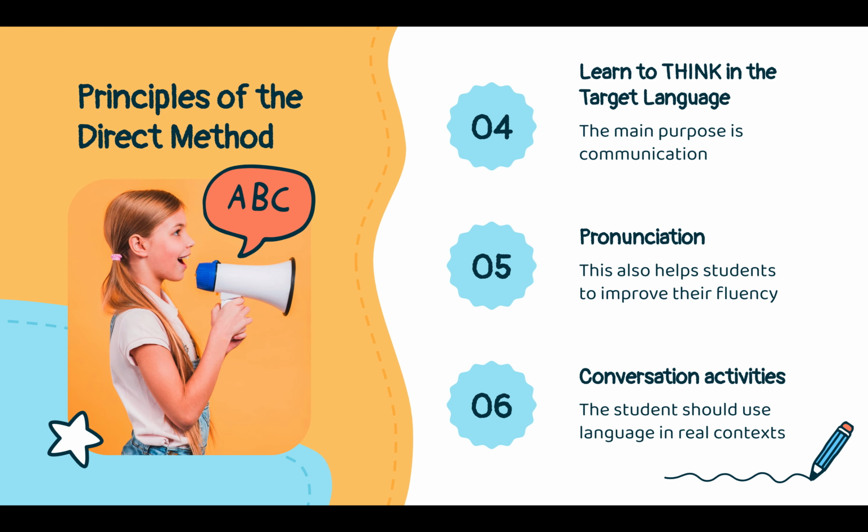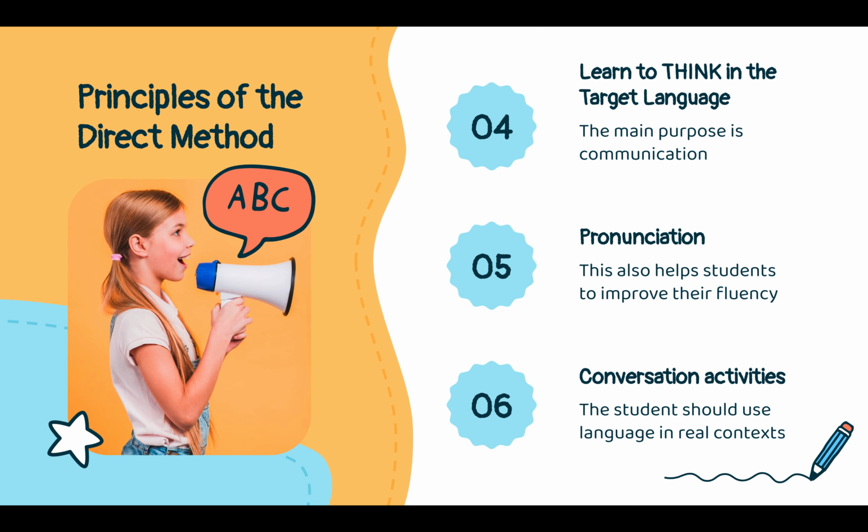The next principle is that students should learn to think in the target language as soon as possible, because the main purpose of language learning is communication. The importance of knowing pronunciation right from the beginning is also a key principle of the direct method. Thus, students can work on their pronunciation and improve their fluency in the target language.